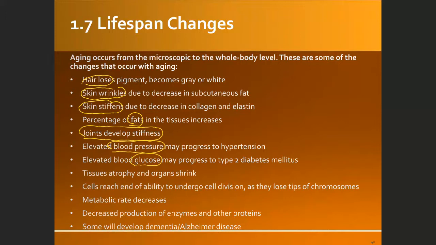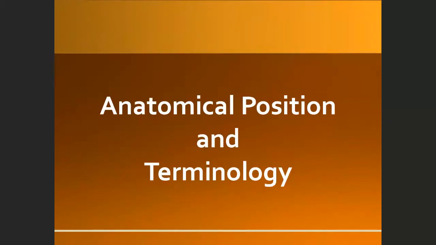for example, muscle atrophy, becoming smaller. Cells reach the end of their ability to undergo cell division. Metabolic rate may decrease, so people are less active than at a younger age, and there is decreased production of enzymes, and sometimes the brain or the nervous system is also affected. Some other people have dementia or Alzheimer's disease. So these are some changes that we can observe when people get older.